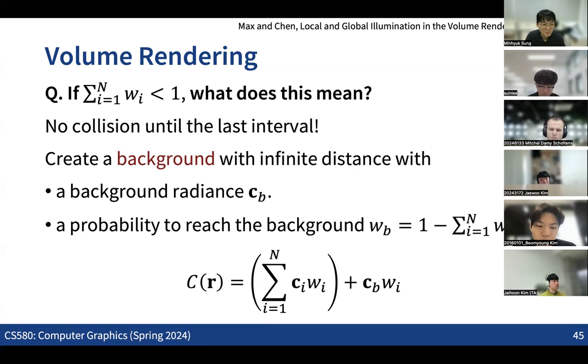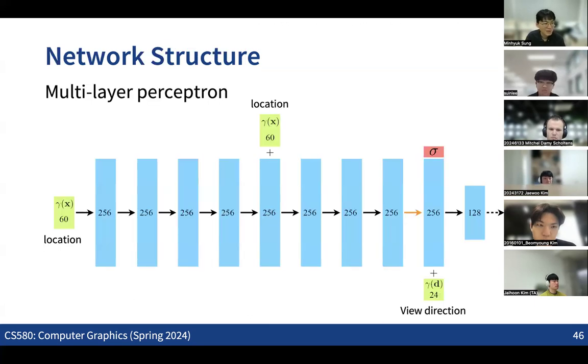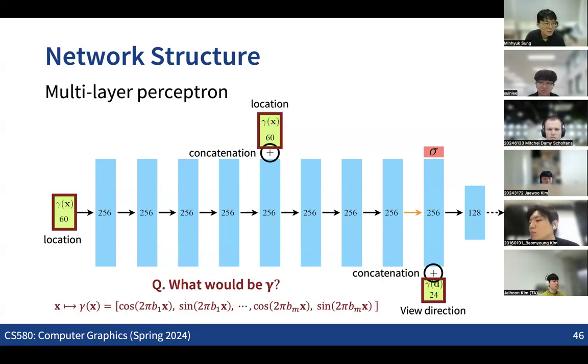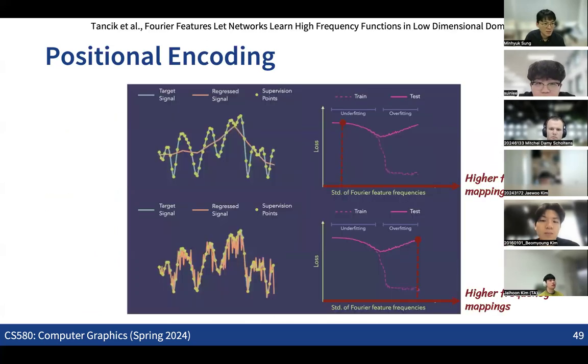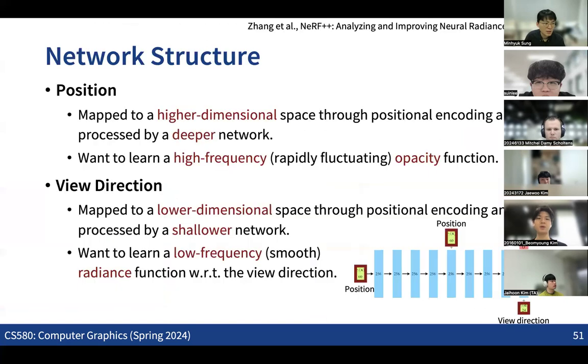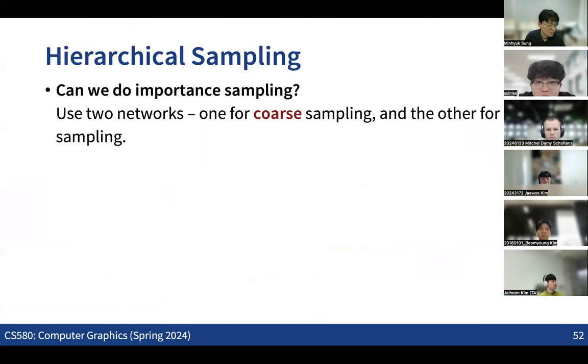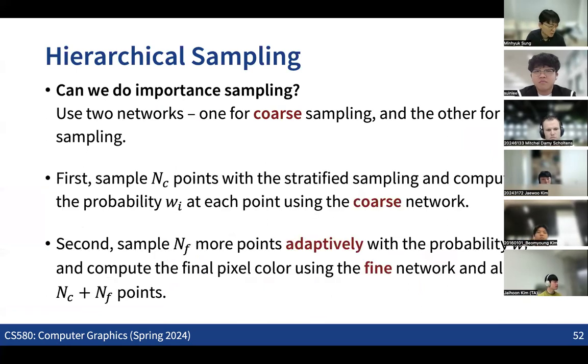Since this is not a machine learning course, I'm going to skip some details about how we exactly implement these things using a neural network, and also some details about how we can get better results with positional encoding. Also, in the typical Monte Carlo estimate, we also do importance sampling, right? We just discussed some ideas about stratified sampling, and then how we can also do importance sampling. For that, the NeRF framework utilizes two networks.